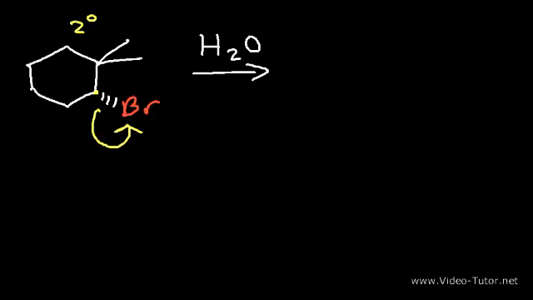Now let's try another example. So let's say we have an intermediate that looks like this, and we're going to use water in this case. So we have a secondary alkyl halide with a protic solvent, and this is going to favor an SN1 reaction. By the way, protic solvents favor SN1 reactions. Polar aprotic solvents favor SN2 reactions. But let's propose a mechanism for this reaction. So we know that the bromine atom is going to leave. This is going to produce a secondary carbocation.